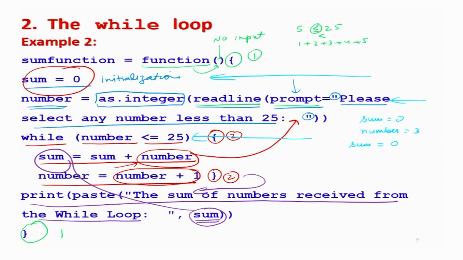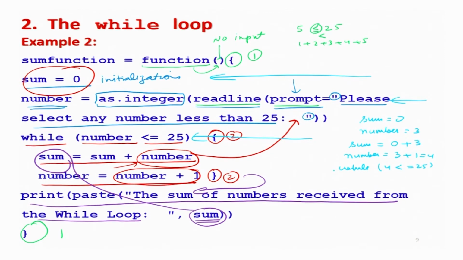The sum value here is 0 and the number is 3, and then the number becomes 3 plus 1, which is 4. Now this 4 is once again checked under the while condition, whether 4 is less than or equal to 25. Is this correct? 4 is less than or equal to 25, this is true.